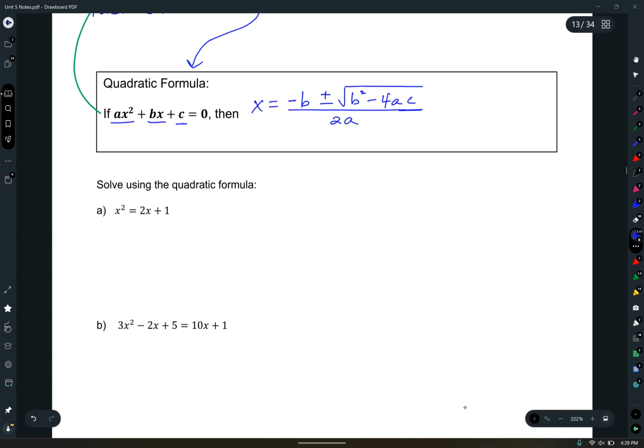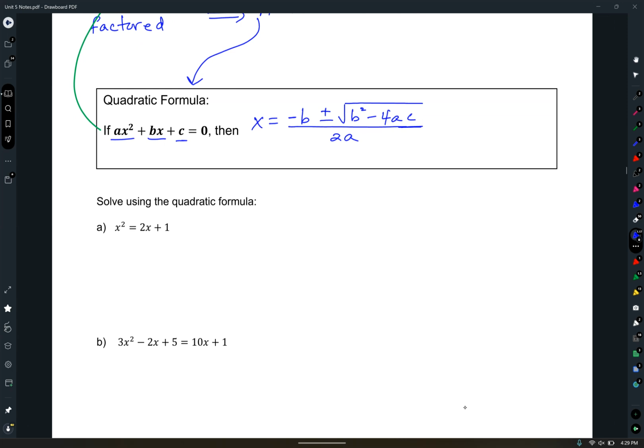Let's look here at letter A. So first of all, in order to use the quadratic formula, just as when you solve by factoring, you need to make sure it's set equal to 0, because this formula is based on an equation that's set equal to 0. So the first thing I need to do is set equal to 0. And it doesn't matter which side I have the 0 on.